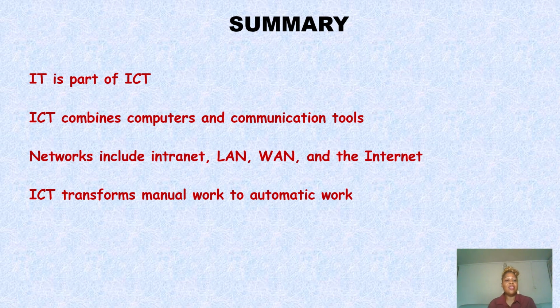In summary, for today's class, we have learned that IT is part of ICT. IT is the combination of computers and communication tools. And we have four types of networks, which include intranet, local area network, wide area network, and internet. We have also learned that ICT transformed manual work to automatic work.